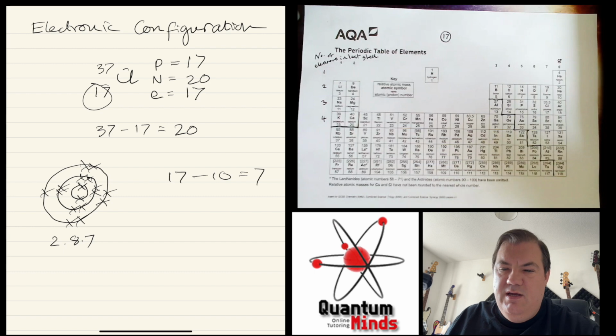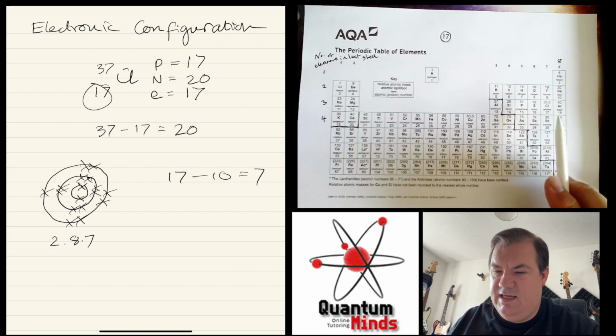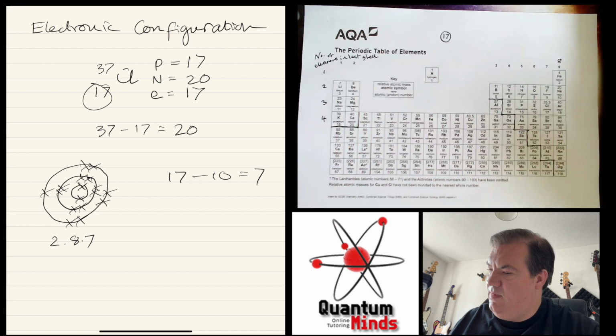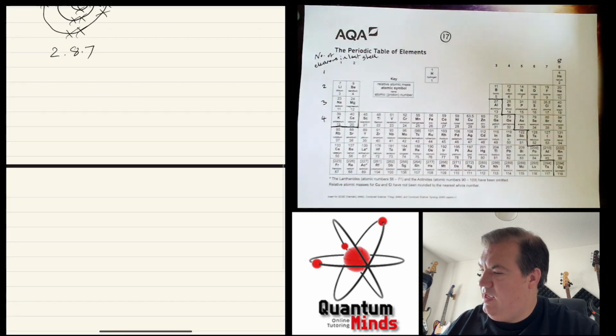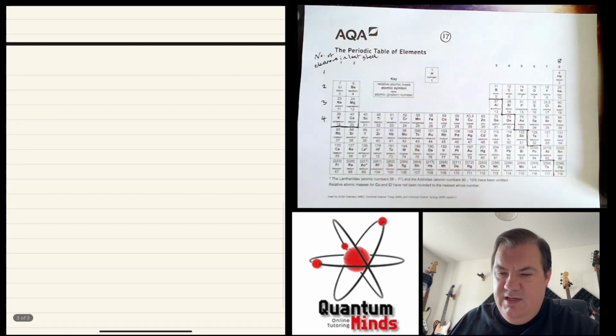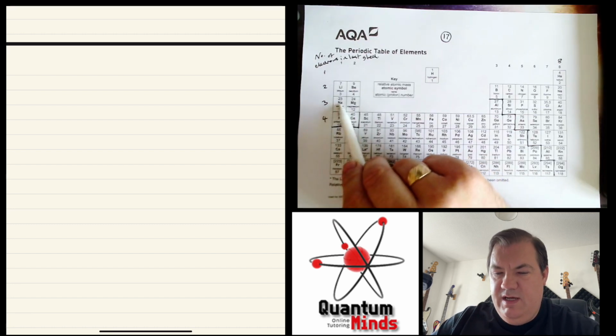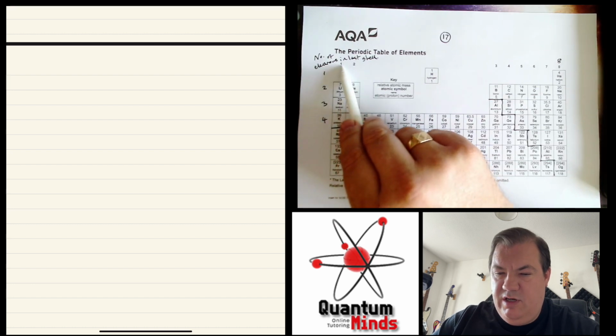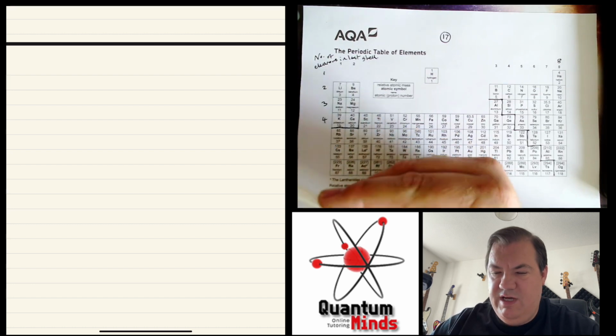Now, chlorine is a non-metal, as you can see. It's on this side of the staircase, so it would be nice to match it up with a metal. So let's have a look at a metal. Maybe sodium. So sodium is 23 there. It's in the first column, third row, okay?